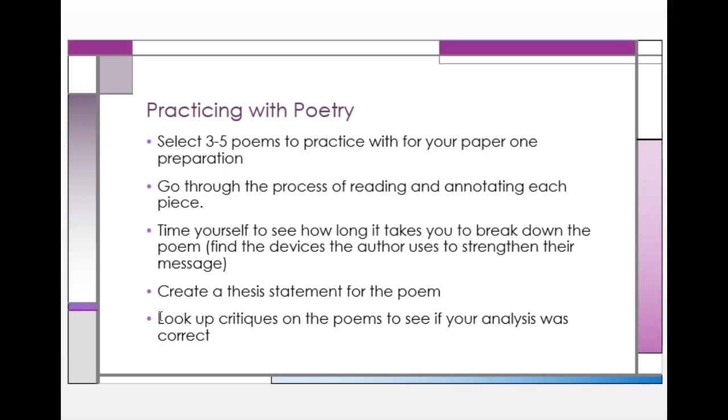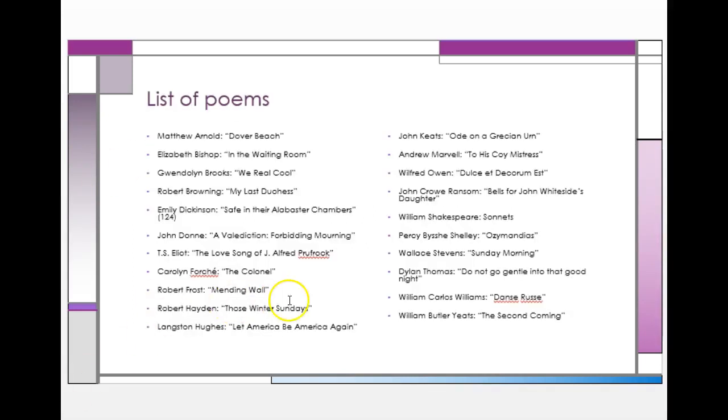I'm also going to give you a list of poems. So here's some of them here. For example, Matthew Arnold's Dover Beach, Elizabeth Bishop's In the Waiting Room, Gwendolyn Brooks' We Real Cool, Robert Browning, My Last Duchess. So this slide right here has about 21 poems, but I'm going to send you a Word document that has 42 poems that you could potentially look at and pick from. So go through the 42.